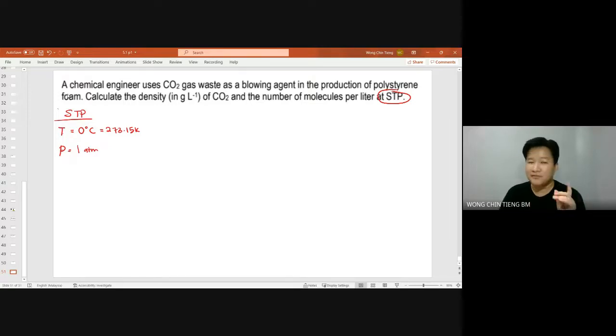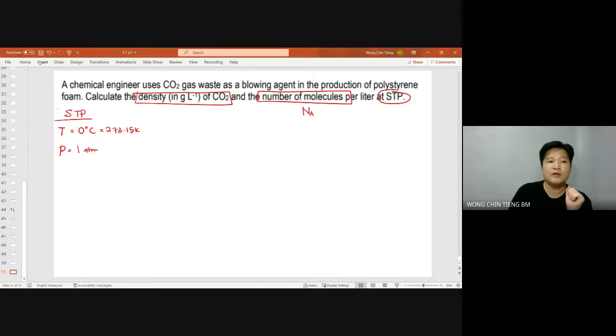So STP, first thing that I want to remind you, STP over here is your 0 degrees Celsius like Noah say and 1 ATM like we all agree. Dua soalan kat sini. Soalan pertama density. Soalan kedua number of molecule per liter. Number of molecule, if you remember, number of particles, your Avogadro constant. Ingat benda ni? Okay. So we need to find two things in your answer today.